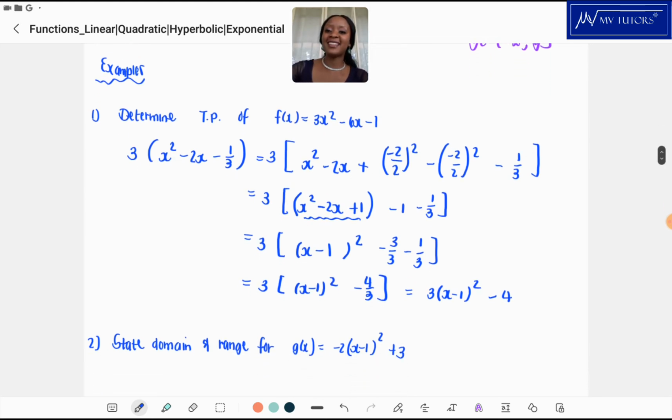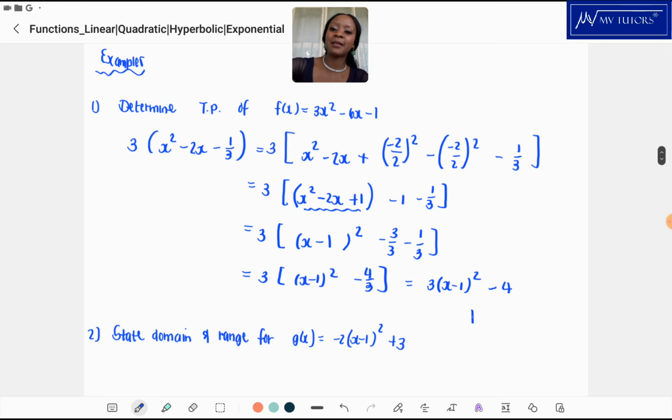And then because of that, I can get my turning point from these values over here. So my turning point is, sorry, it's 1. Remember, I said x minus 1 equal to 0, so x is equal to 1, right? So my turning point is 1 and minus 4. Okay, so that's basically that.